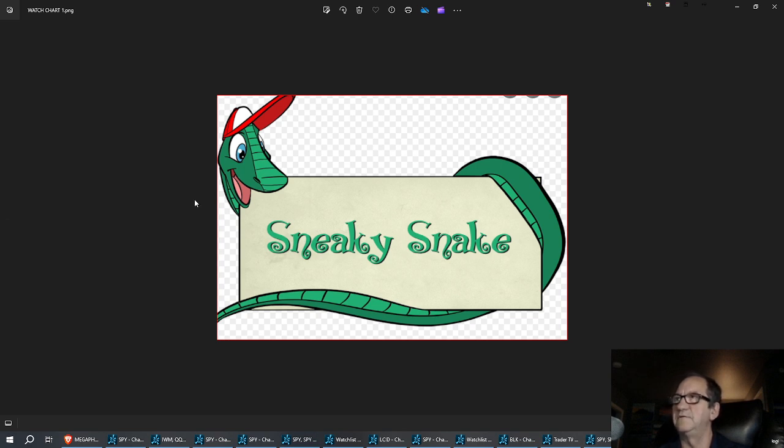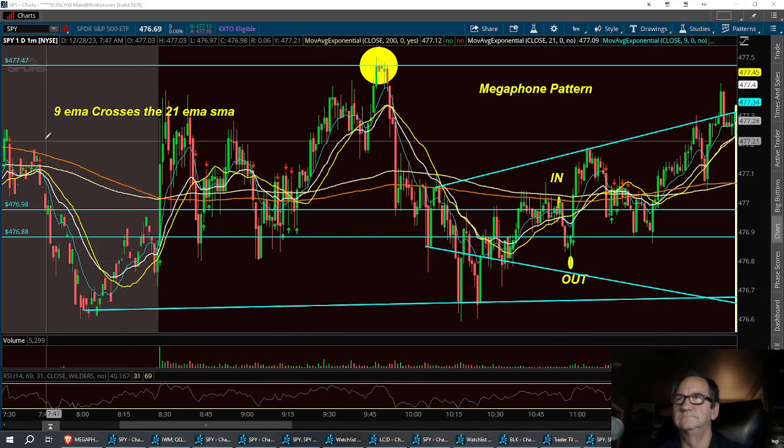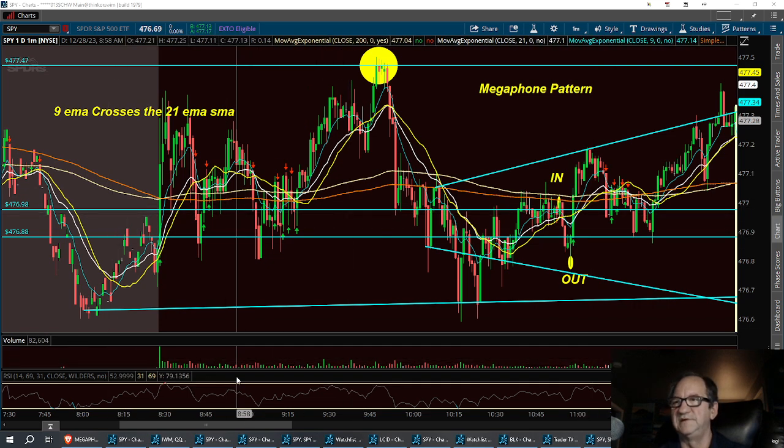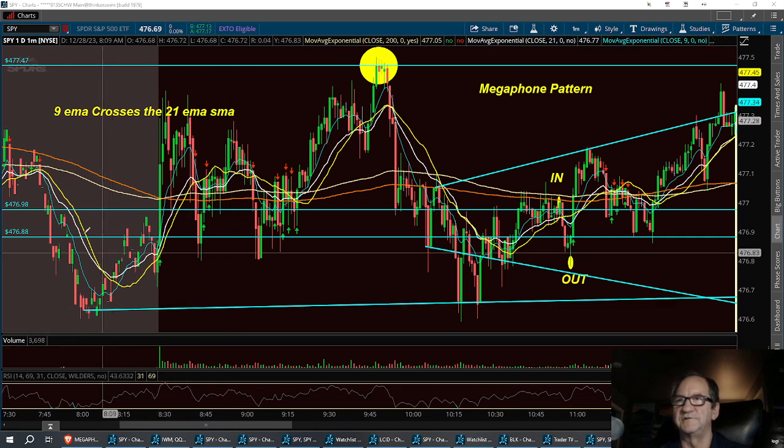Being in the now. Yesterday, I want to point out an excellent trade that I called out in the room, and it's called when the 9 crosses over the 21 and also the Megaphone pattern. So this was SPY, how it looked yesterday. I've got my regular old chart up here, not the TTM this time, with the RSI crossover.